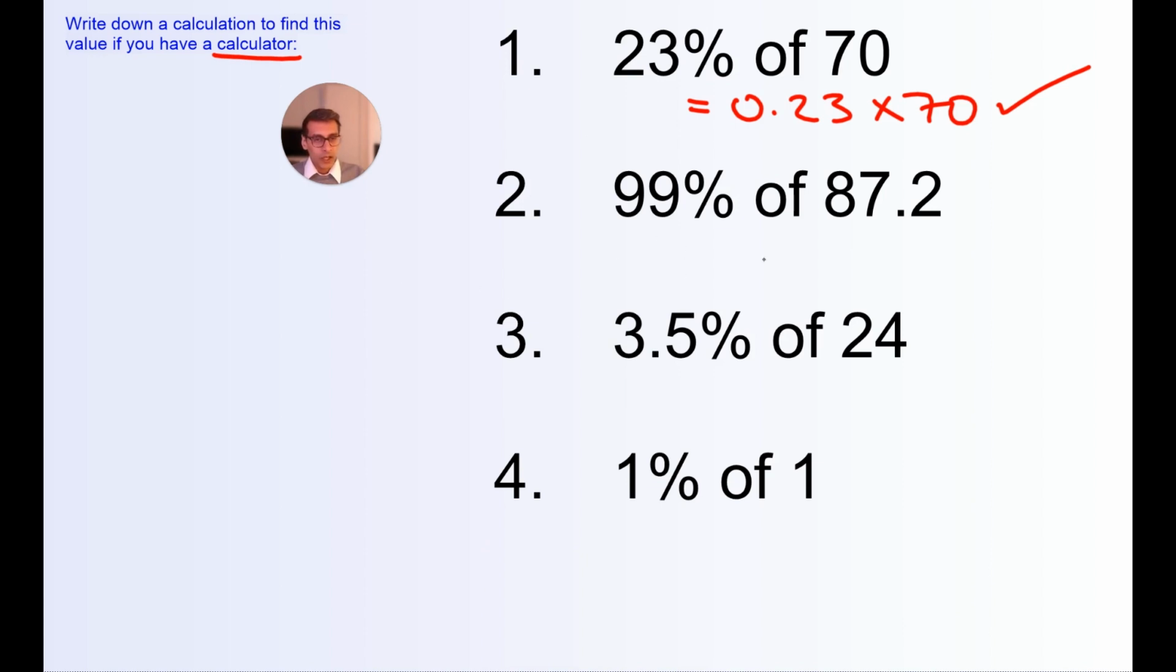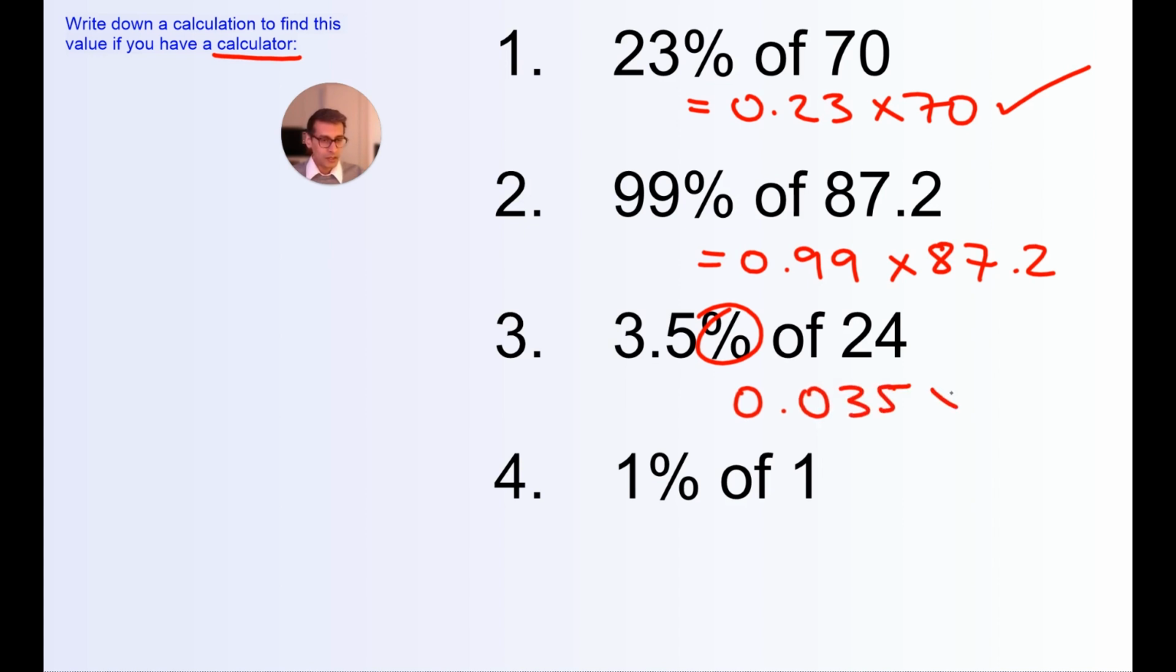Okay, for question 2, you're going to get 0.99 times 87.2. For question 3, when we have that percentage sign, we're dividing it by 100. So 3.5 divided by 100, 0.035 times 24. And then 1%, which is 0.01 times 1. So those are the calculations that we're going to be using now with a calculator.